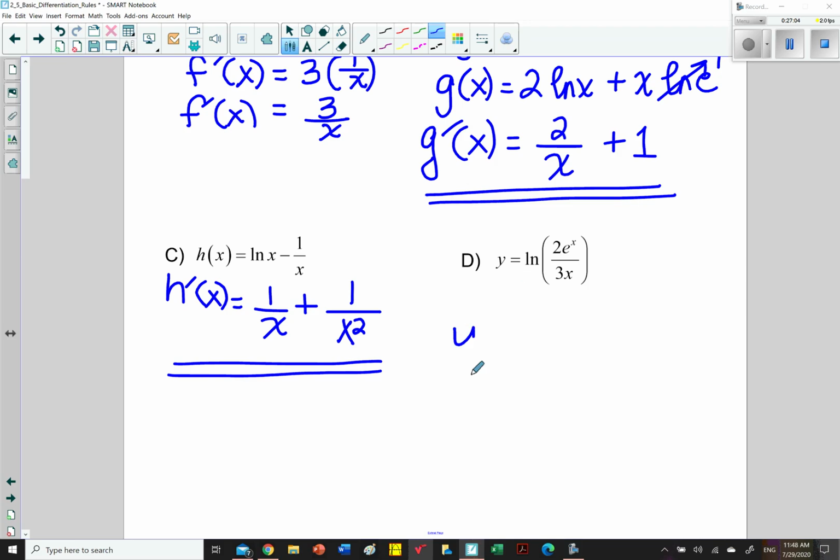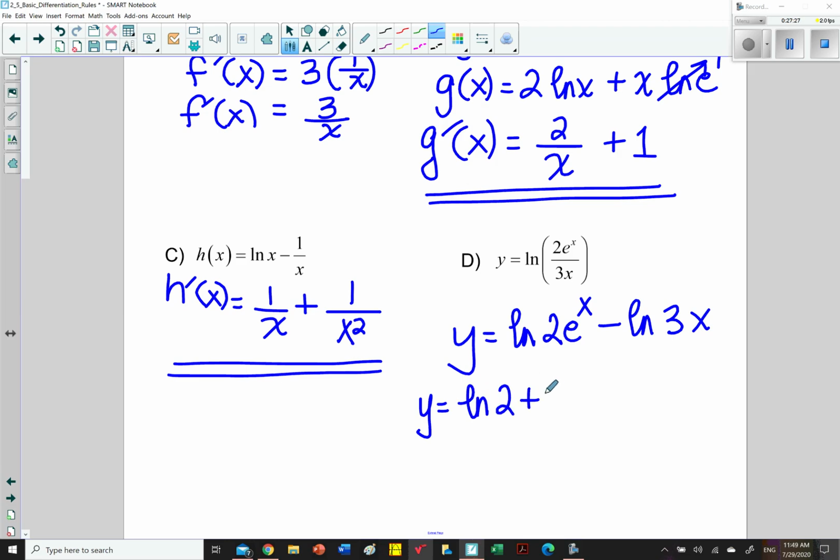Letter D, same thing. I want to rewrite the log of a quotient as the difference of the logs. So natural log 2 e to the x minus natural log 3x. Again, the log of a product is the sum of the logs. Natural log of 2 plus natural log of e to the x. Same here. The log of a product is the sum of the logs, but we have subtraction. So minus natural log 3 minus natural log x.